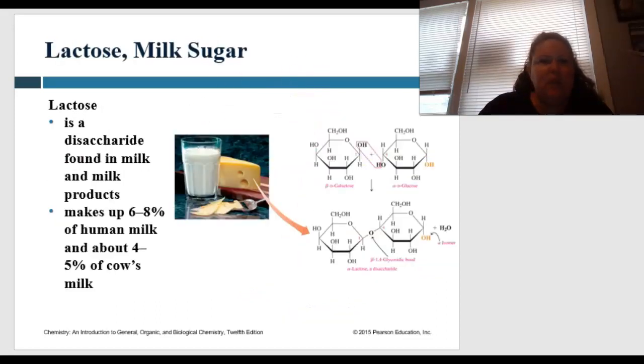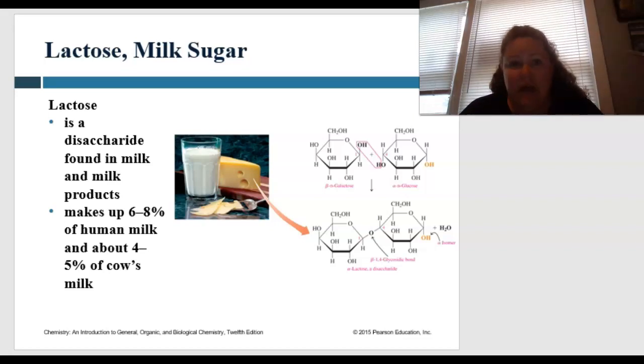Okay. So what is lactose? Well, people can be lactose intolerant, so it would make sense that this would be a milk sugar, okay? So lactose is a disaccharide, and that's found in milk and milk products. And this makes up 6 to 8% of human milk and about 4 to 5% of cow milk.